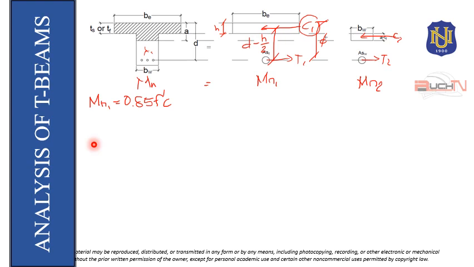So that will be B sub F times H times D minus H divided by 2. Yan ngayon yung first nominal moment capacity of the beam based on the first stress diagram. Next one, paano natin kukunin yung second nominal moment capacity? So, the second nominal moment capacity will be coming from the second diagram. Then, ano ngayon yung moment arm?